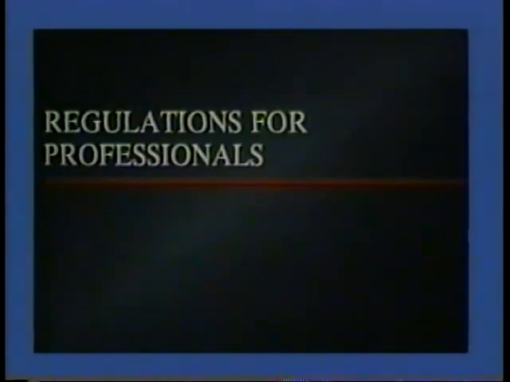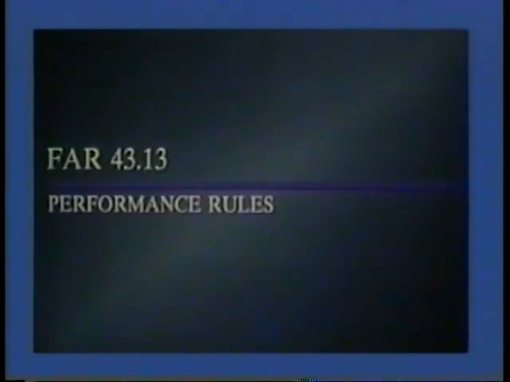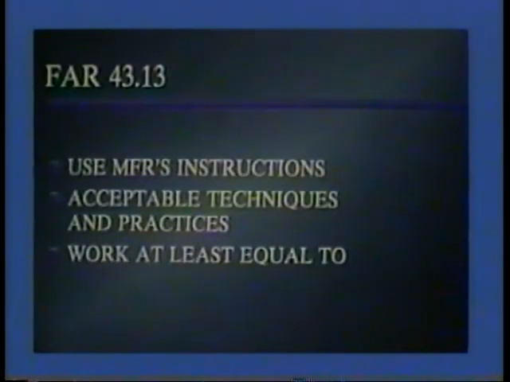In closing this lengthy record-keeping element, let's review the appropriate FARs. FAR 43.9 covers maintenance record keeping, 43.11 inspection record keeping, and FAR 91.417 covers retention of aircraft maintenance records. Let's take a break now, and when you come back, we'll finish up FAR 43 by looking at performance rules.